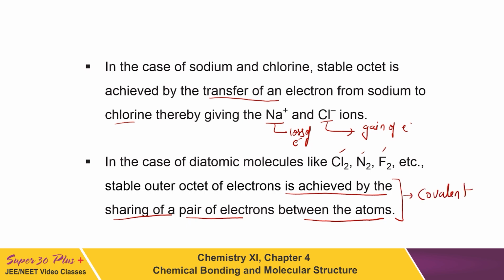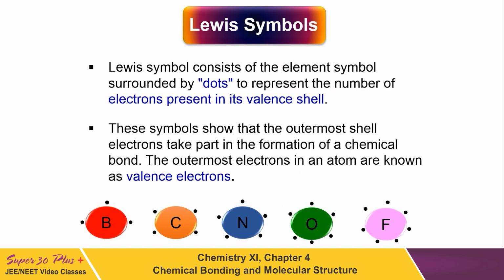So in the covalent bond, atoms share electrons and a bond is formed. Lewis also gave Lewis dot symbols to represent atoms. Lewis symbols consist of an element symbol surrounded by dots, like this one. These are the dots, Lewis dots. And what do these dots represent?